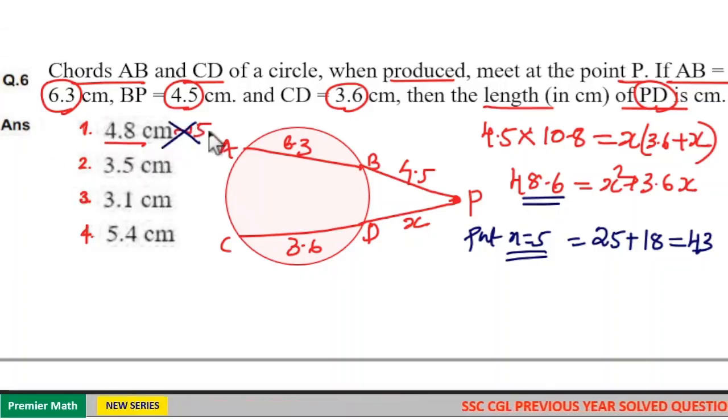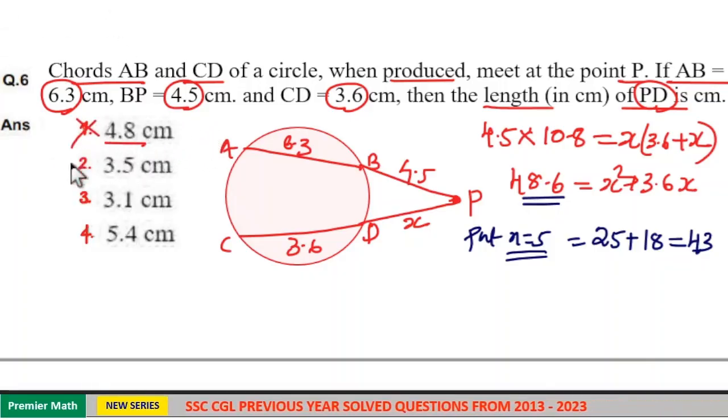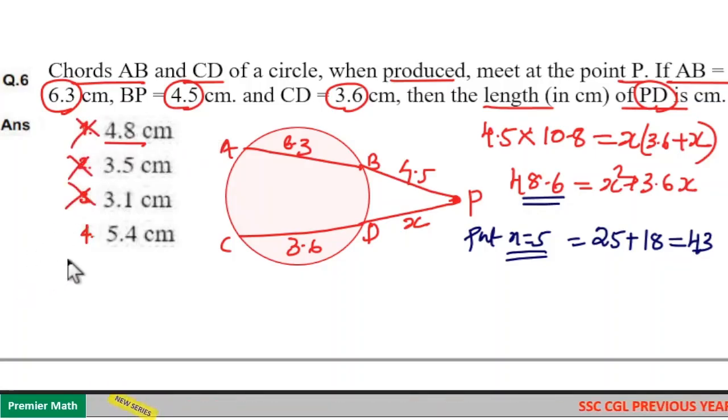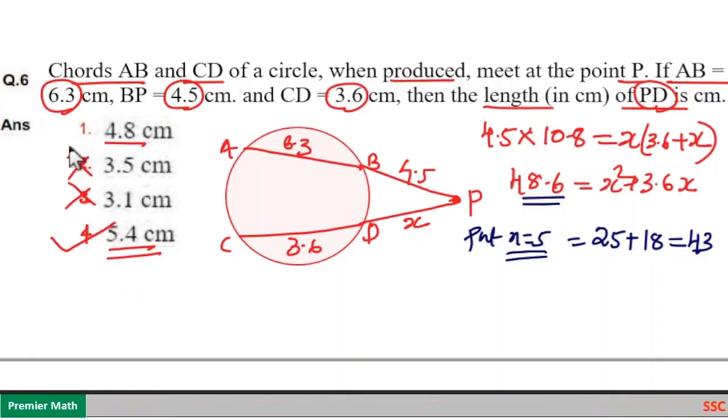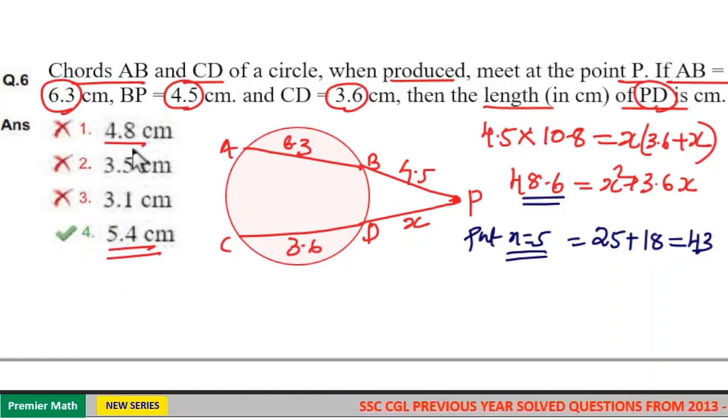Same way, if 4.8 is not the answer, then option 2 and option 3 are eliminated. Now the remaining option is option 4. So option 4 is your answer. So always try to use the option verification whenever you have a complex calculation. Here 43 is less than 48.